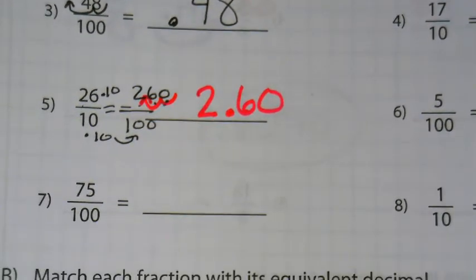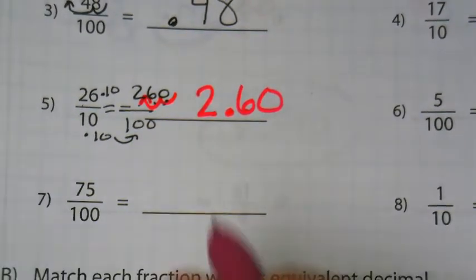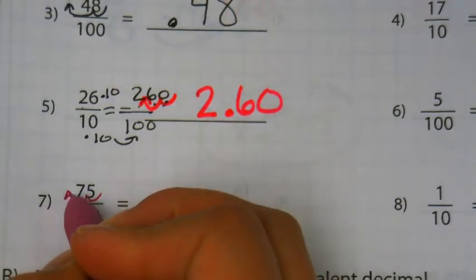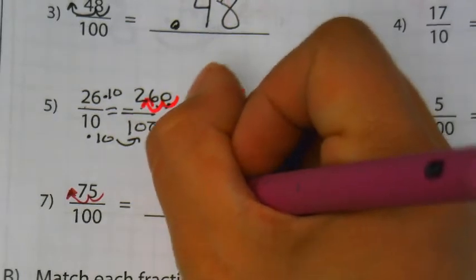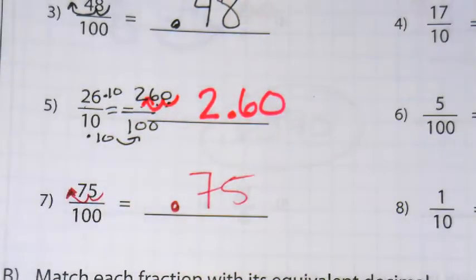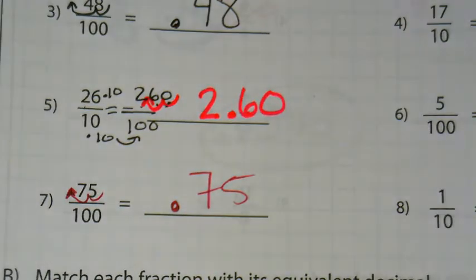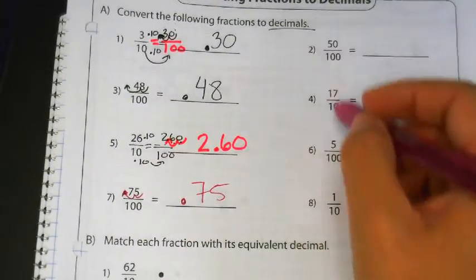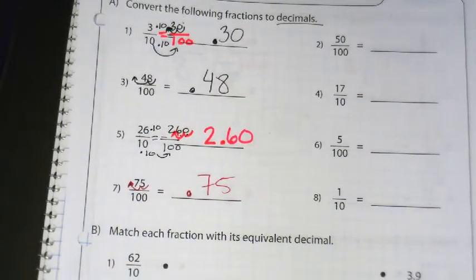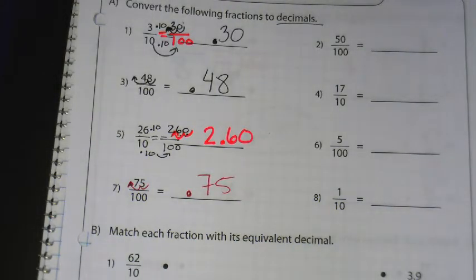Number 7. How many times do you move it? 1, 2. 1, 2. So what is my decimal? So pretty easy, right? If it's 10, convert it into 100. If it's already 100, you're done in 2 seconds. All right. I'm going to give you 3 minutes to finish 2, 4, 6, 8 with work. 2, 4, 6, 8. 3 minutes. Let me set my timer. You probably will finish before that.